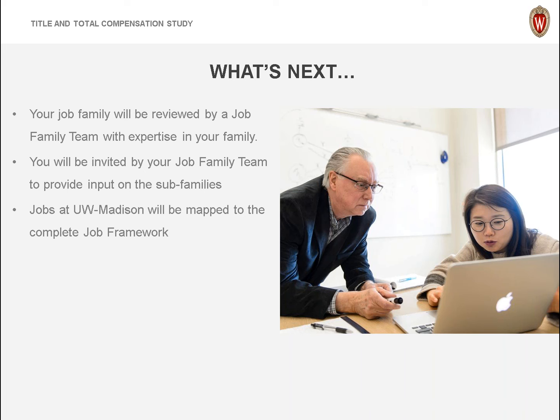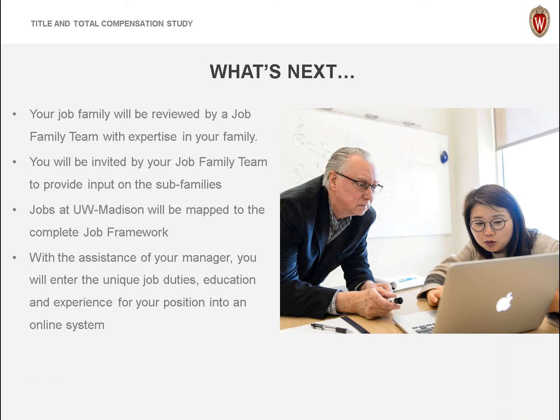Once we have gotten to the point where we have solidified our job family structure, our sub-job family structure, and our leveling structure, then we will map our jobs preliminarily to the job framework. Once they're mapped preliminarily, then your manager and you will enter your unique job duties and education and experience into an online job description application. And with that, that will help us complete the mapping process and place you into the job family structure.